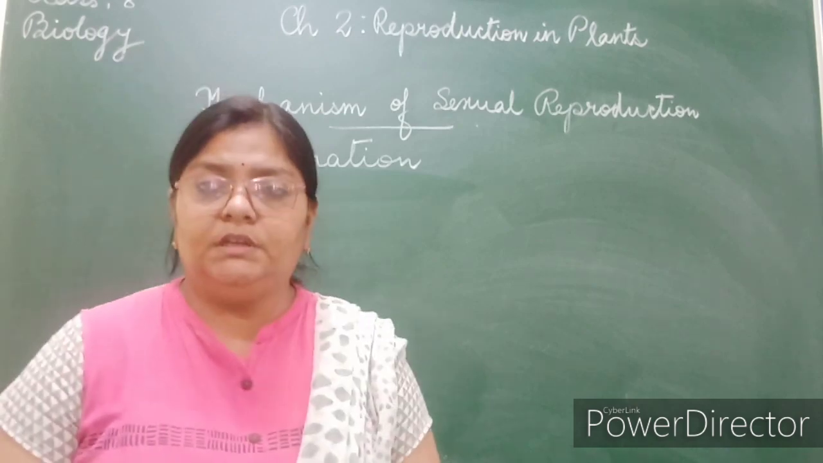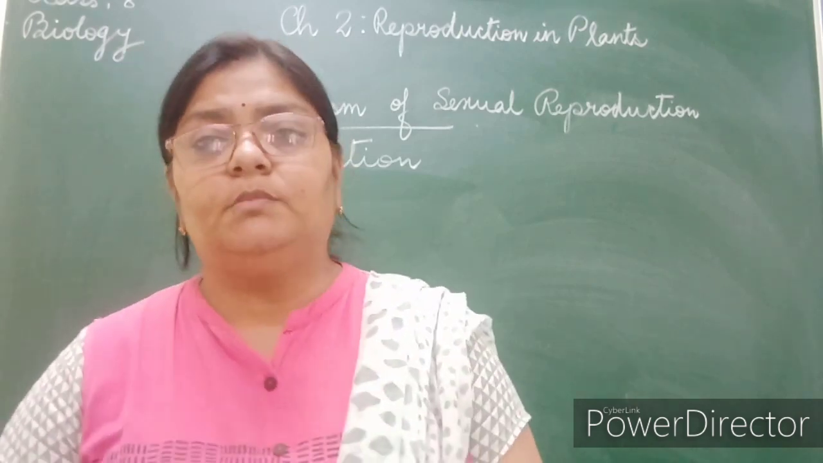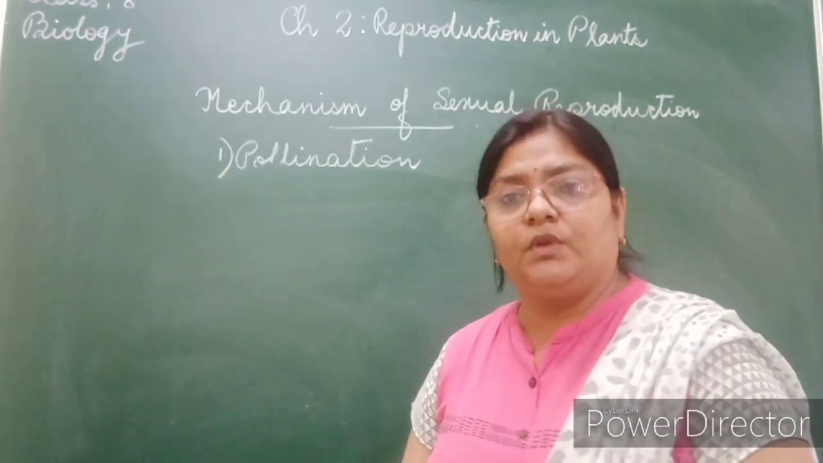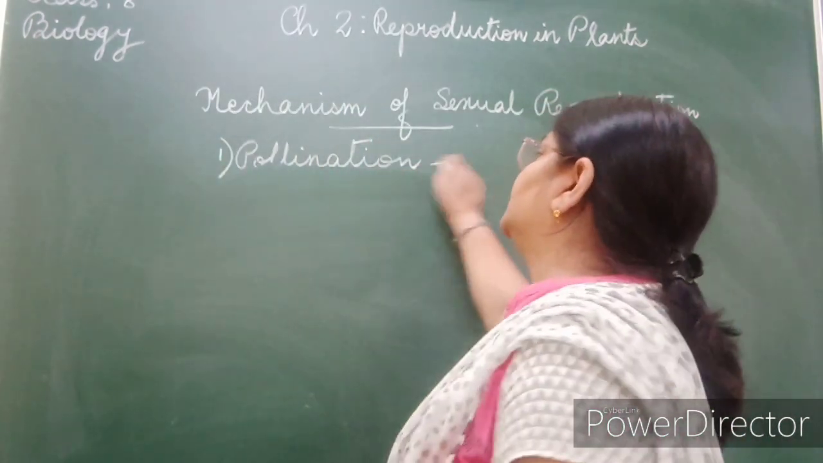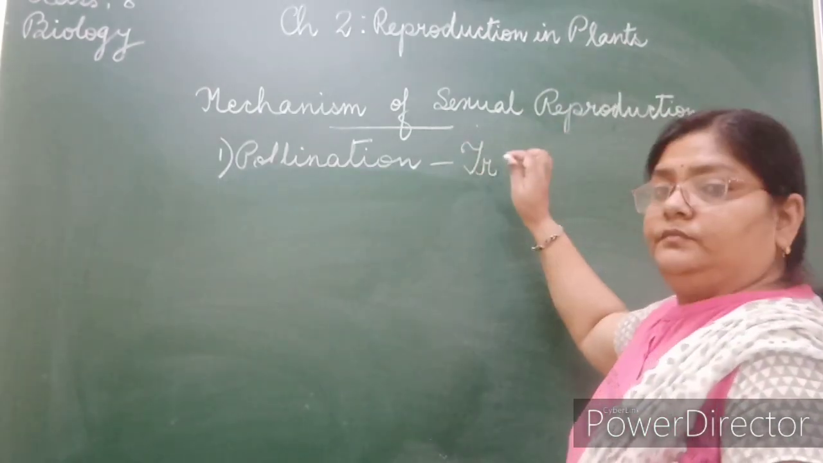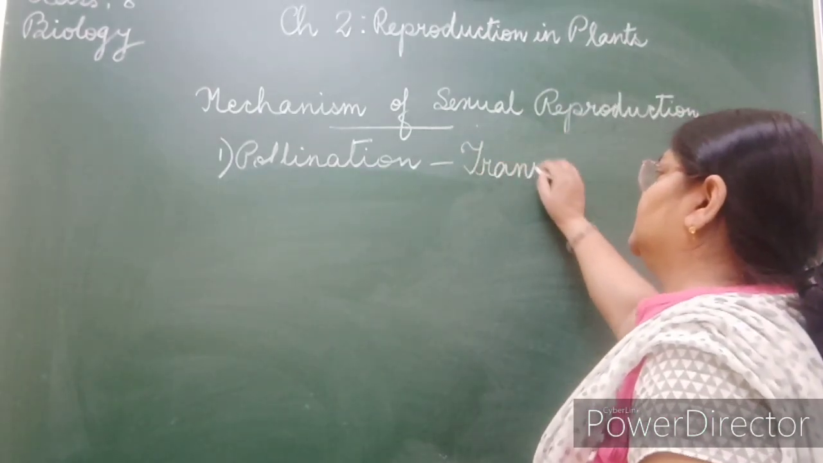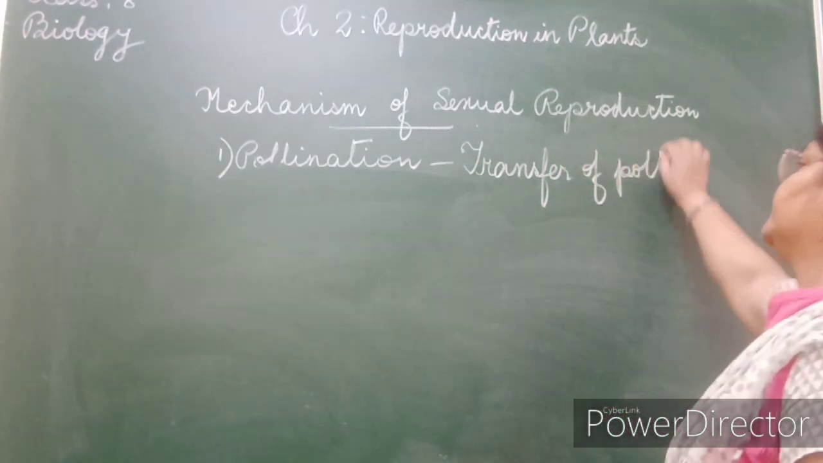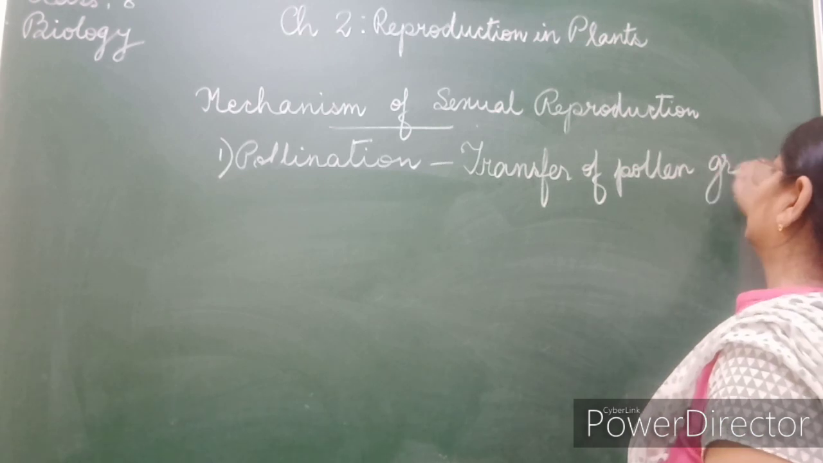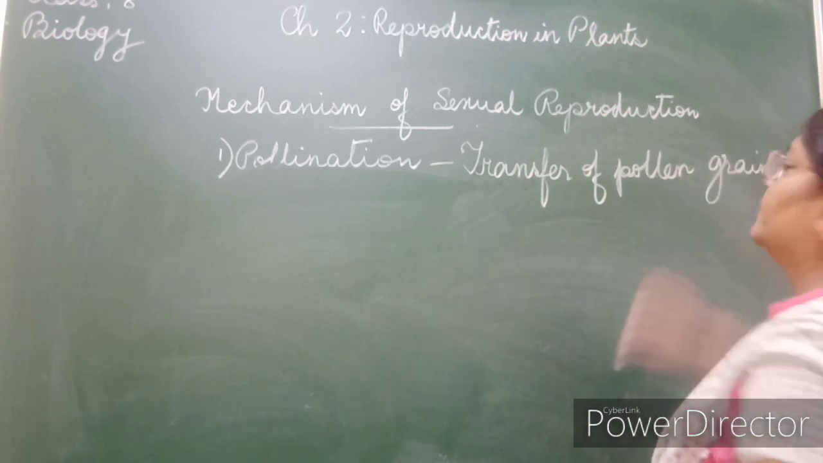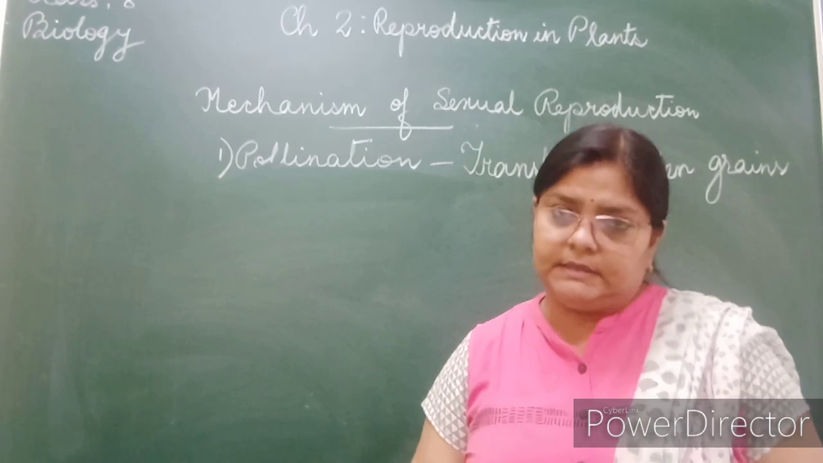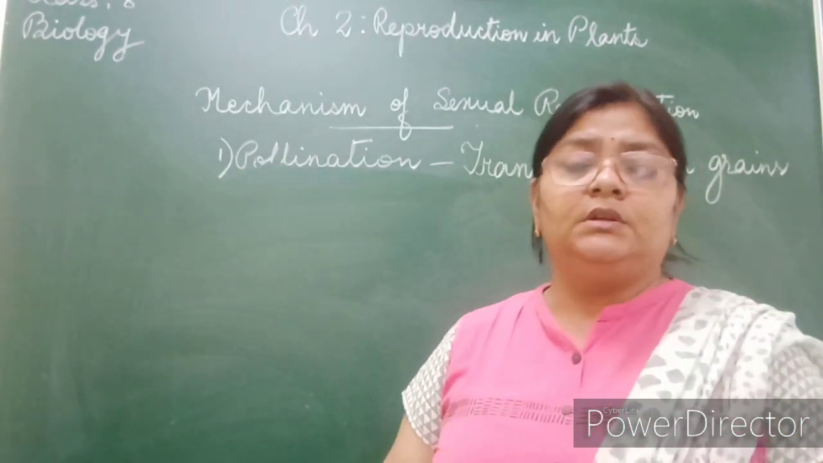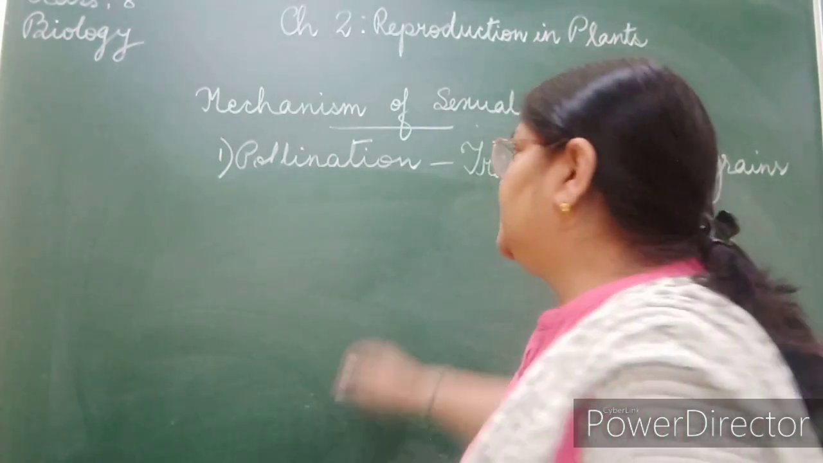Now, starting with the details of the steps of the mechanism of sexual reproduction in plants, pollination is the first step. So what is pollination? It is the transfer of pollen grains from the anther to the stigma. Okay. Now this pollination is of two types. So what are the types now?